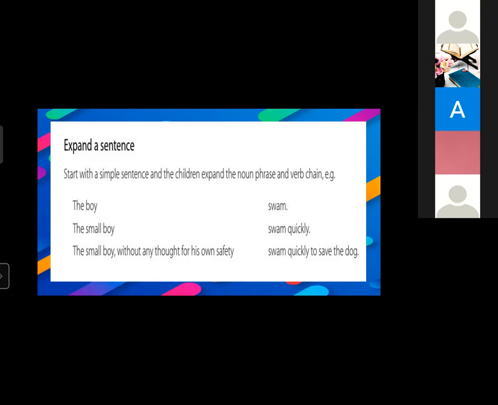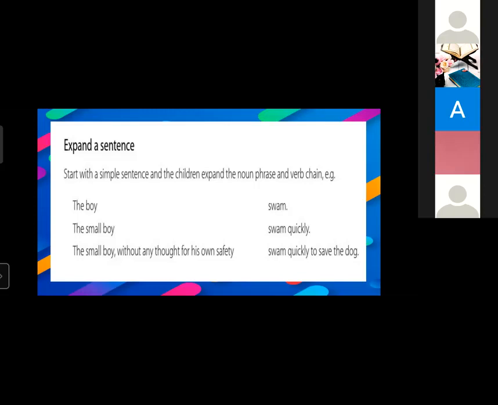expand a sentence. Start with a simple sentence, and the children expand the noun phrase and the verb chain. Example, the boy swam. The second, the small boy swam quickly. Another one, the small boy, without any thought for his own safety, swam quickly to save the dog. Of course, it can differ by level. If you are dealing with lower levels, just a simple sentence of 3 words, I like English, for example. If they are higher, you can expand the sentence to more words, okay?